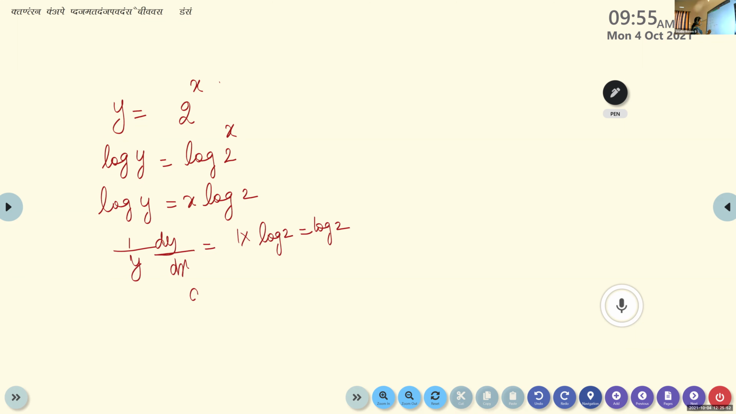Therefore, what is dy by dx? Dy by dx is y log 2. Now, what is y? 2 raised to x into log 2.